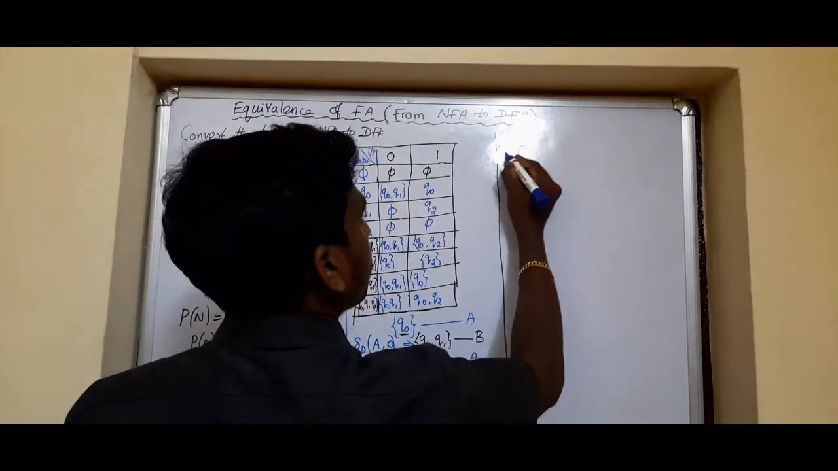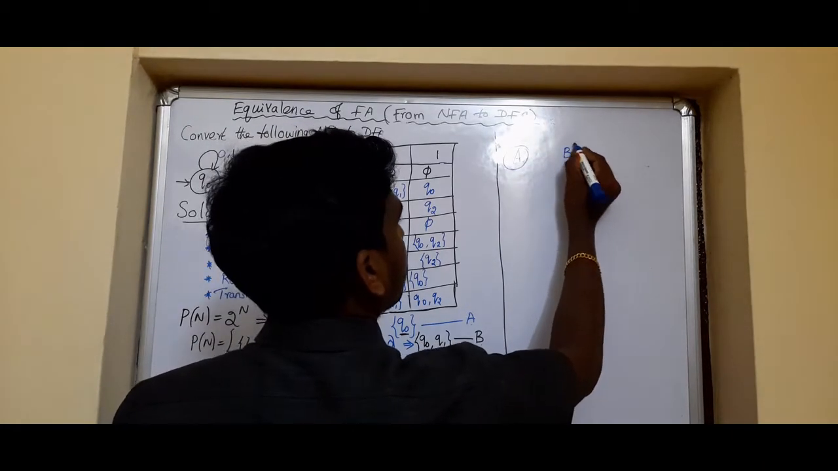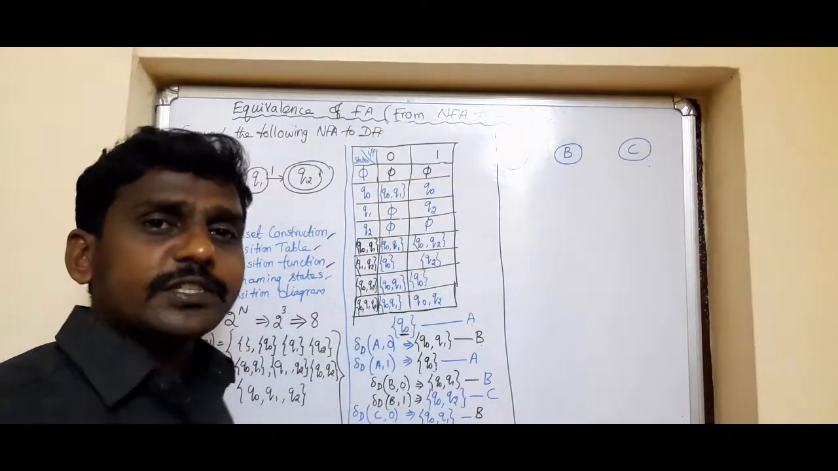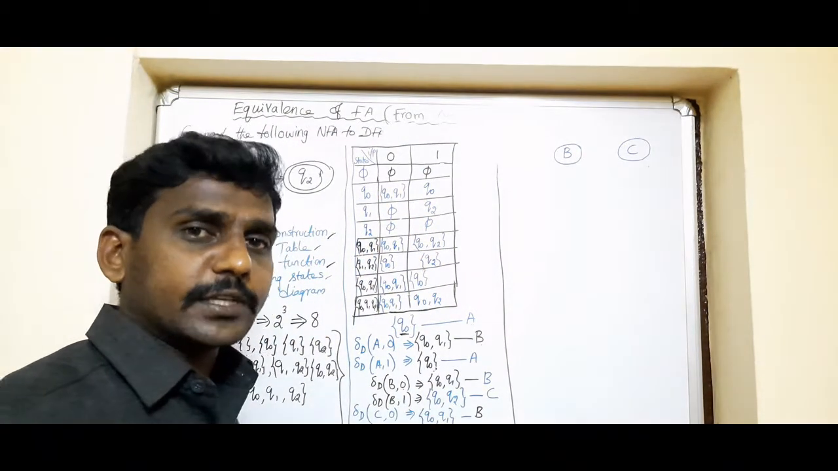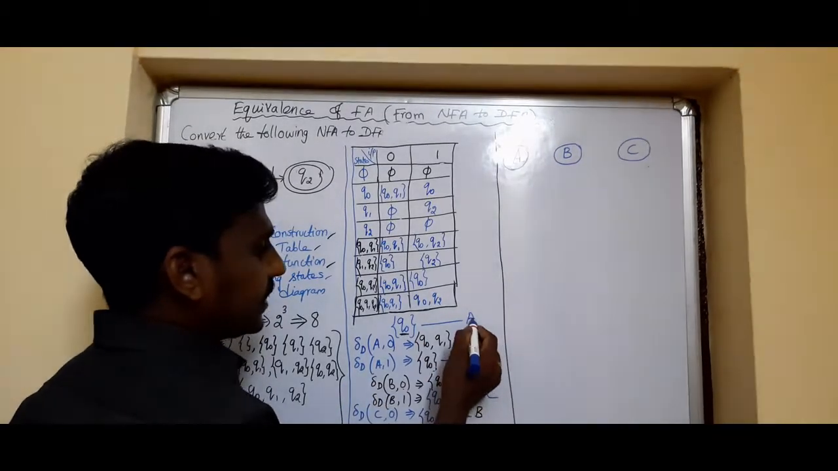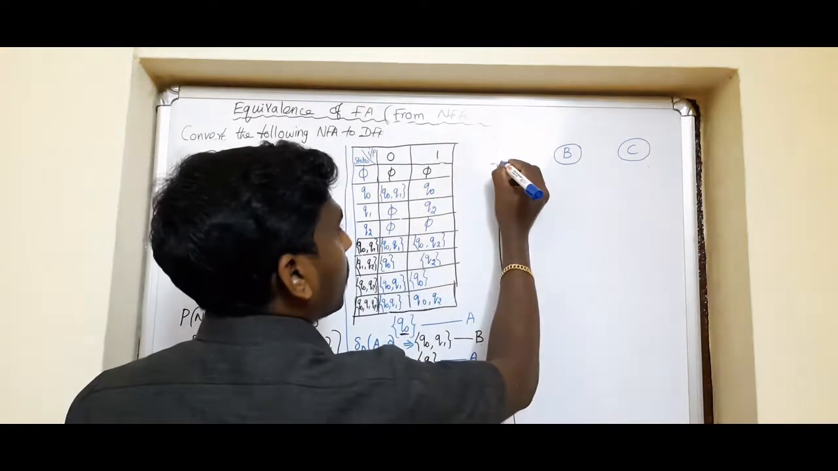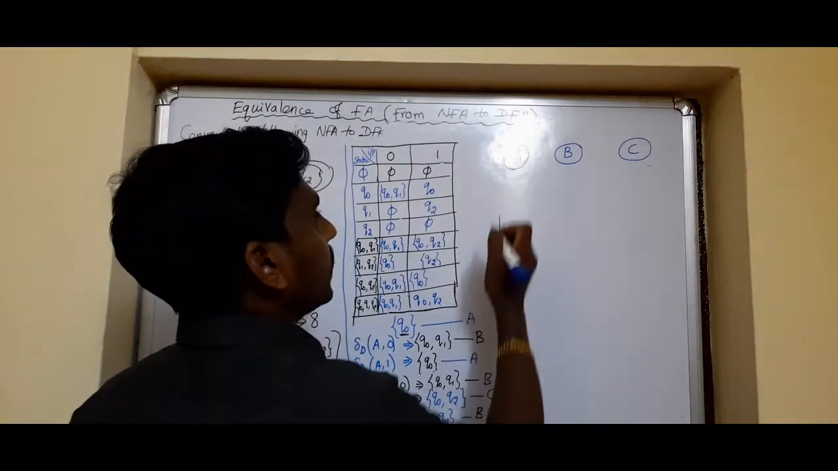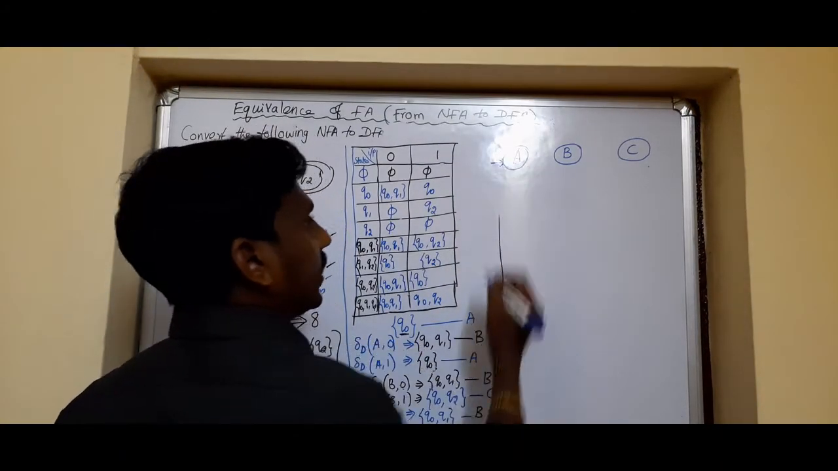A, B and C. Here I have to mark which is the starting state and which is the accepting state. That is very important. So which is the starting state? Q0, that is A, is the starting state. So I have to mark it with one arrow. A is the starting state. Okay, so I have to mark A with one arrow.